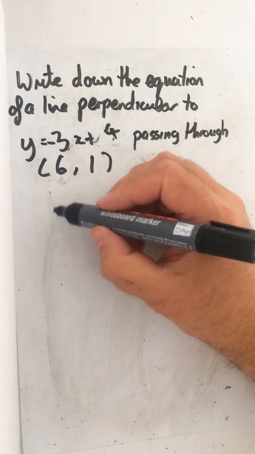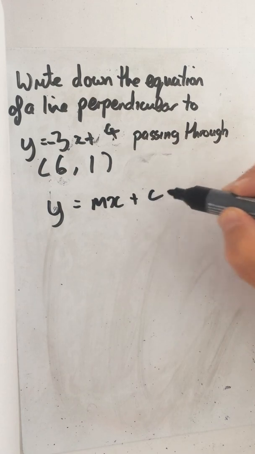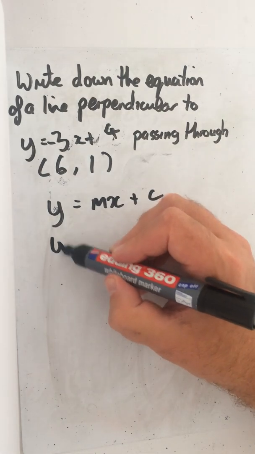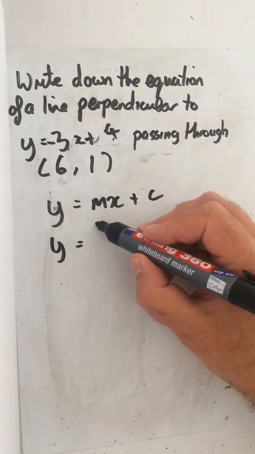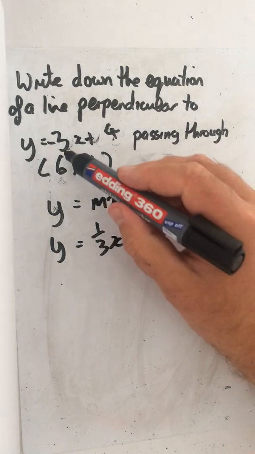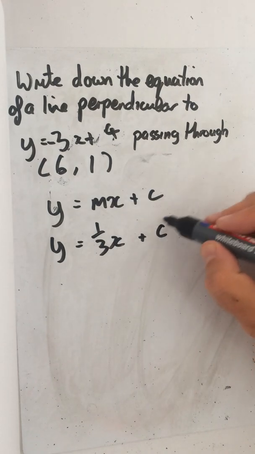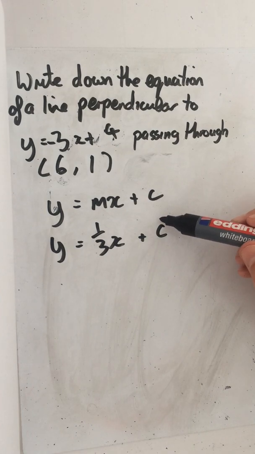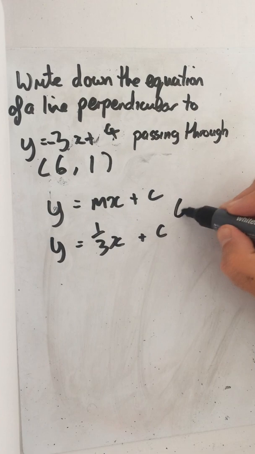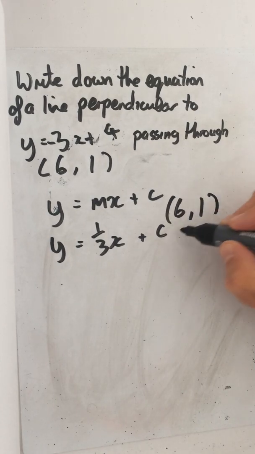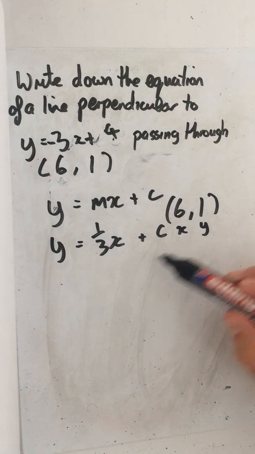So again, we're going to write our equation y equals mx plus c. For the first part, we know this minus 3x will become a positive third x. We've done our negative reciprocal, and this is what we have to find: we have to find c, the y-intercept. Now these are our coordinates 6, 1, and this is the x-axis, this is the y-axis.